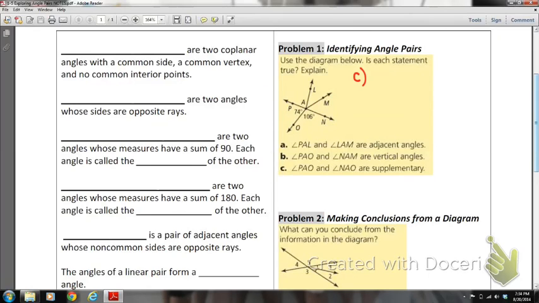Question C is asking if PAO and NAO are supplementary. That's true because 74 degrees, which is the measure of angle PAO, and 106, which is the measure of angle NAO, when you add those together, the sum is 180, which is the definition of supplementary.